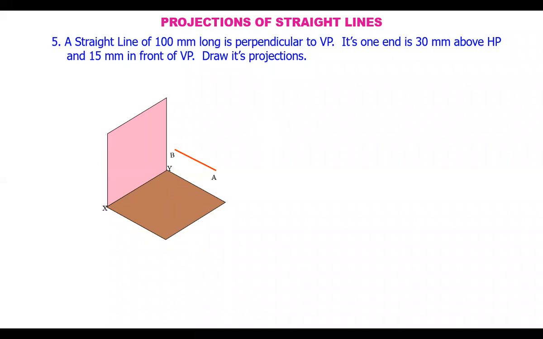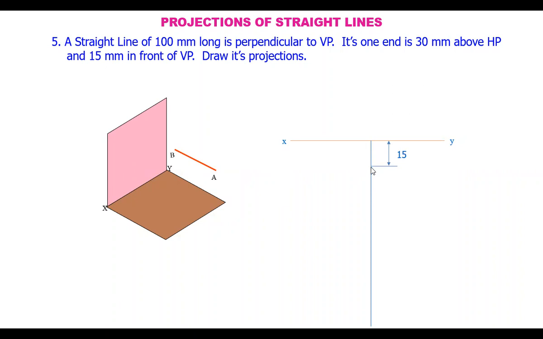Which view you are seeing the true length of the line is to be identified first. So here in the top view, we see the true length of the line. So we should start drawing the top view. Now let us see. So draw the reference line and now draw a line perpendicular to the reference line, because on this perpendicular line only we have the projection of this line in the top view. So mark the 15 mm in front of VP, the distance. This distance is seen here in the top view. So from here, mark a distance of 15 mm from the reference line.